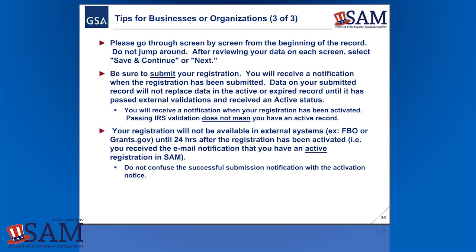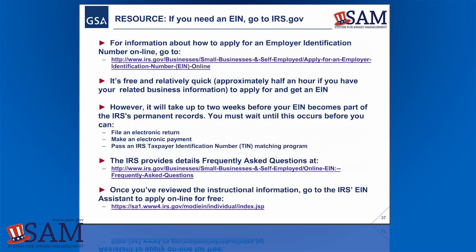I can't say be sure to submit your registration enough. That is essential. You won't become active in SAM until you've passed those external validations and have gotten that active status. Once you get the notice that says your registration is active, it will still take another 24 hours for it to be able to show up in grants.gov. They've got to be able to pull the extract, load it into their system. So start early, I guess, is the best advice.